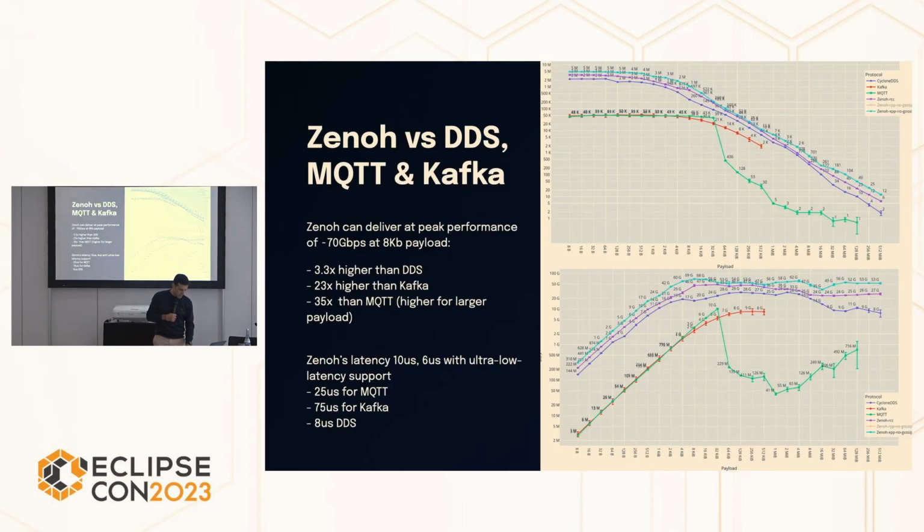Okay, so if we look at performance, this is a paper from NTU. It was a peer-reviewed paper published at a conference, and they contributed a blog on our website. Here they compared Zenoh, DDS, Kafka, and MQTT. It's a logarithmic scale. If you look at the throughput in gigabits per second, we are already at 1 gigabit at 32-byte payload with Zenoh. And if we look at 10 gigabits, it's crossed already at 512 bytes. And we have a peak throughput of close to 70 gigabits per second. That's on a 100 gigabit per second network at 8 kilobyte payload.